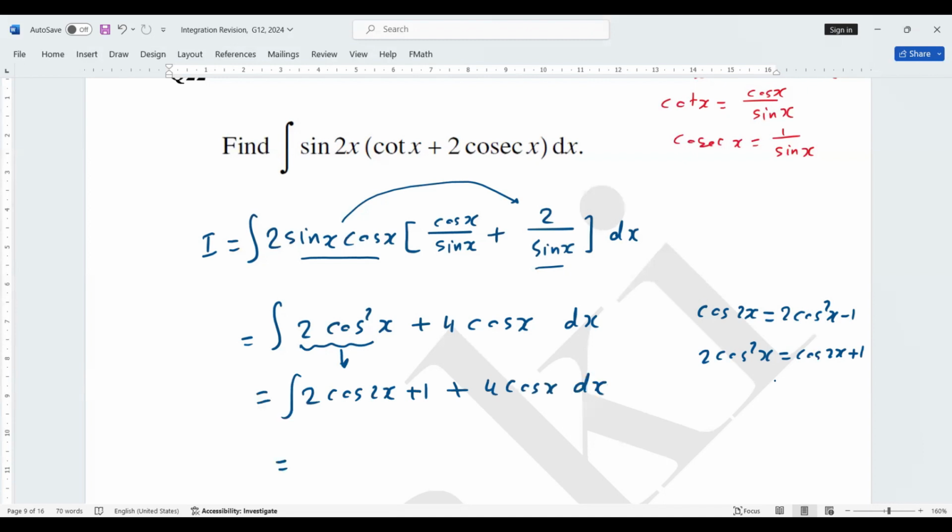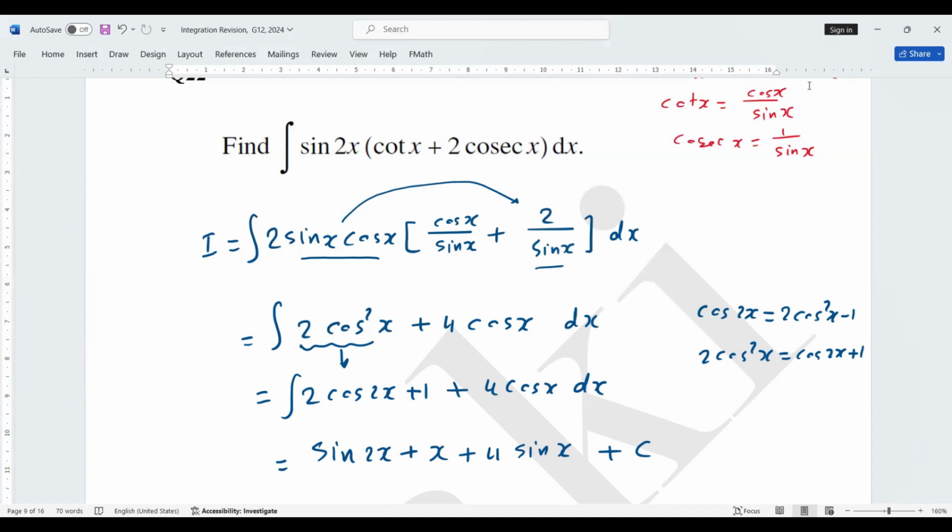The integration of cosine 2x multiplied by the angle. Integration of cosine is sine, so directly it is sine. We don't need to multiply by anything. Sine 2x. Integration of 1 is x. Integration of 4 cosine, it's 4 sine x. And remember to write the constant. That's it.